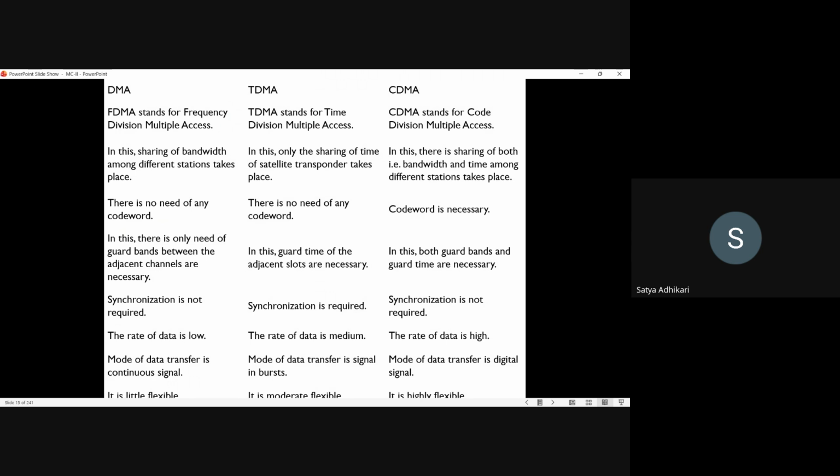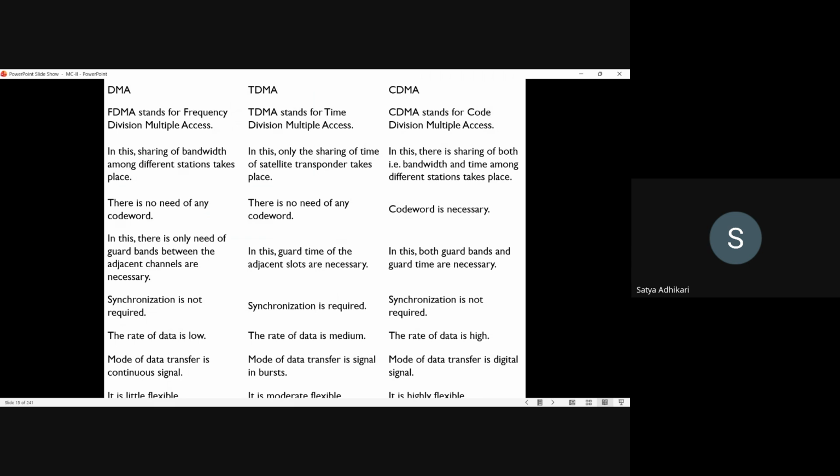So here you will find the comparison between all three. FDMA is frequency division multiple access, TDMA is time division, and CDMA is code division. In FDMA, the bandwidth is shared among different stations. In TDMA, only the sharing of time of the satellite transponder takes place.